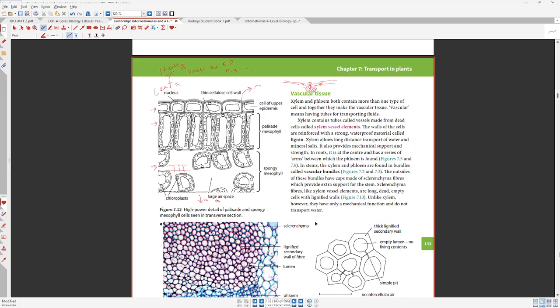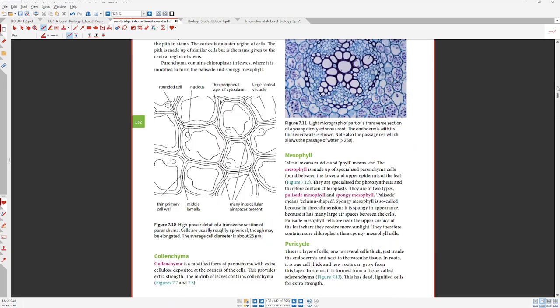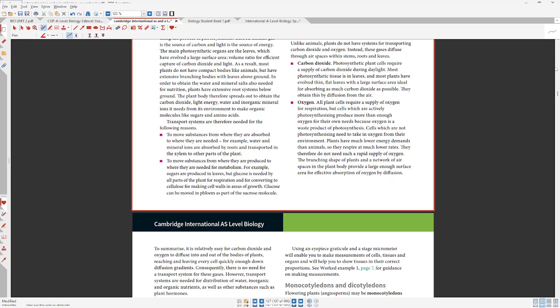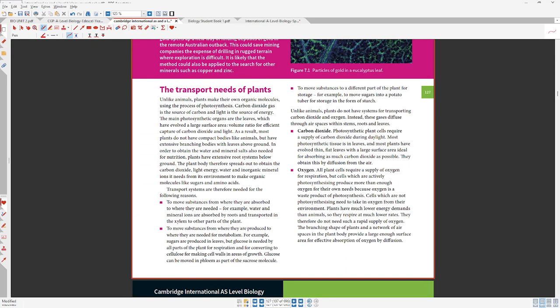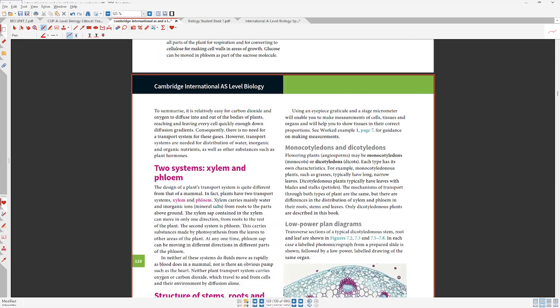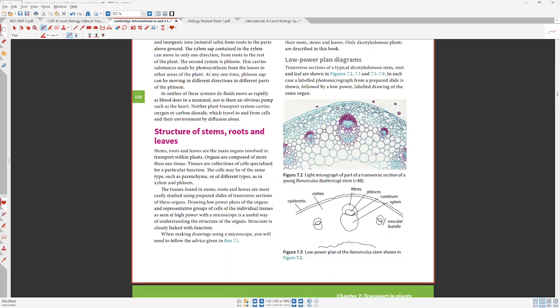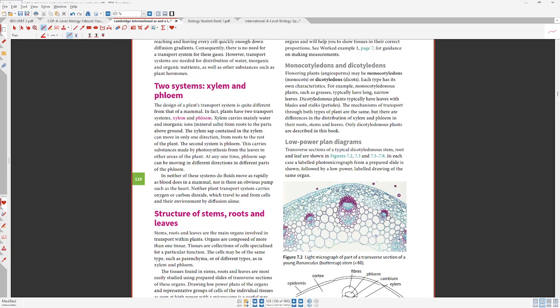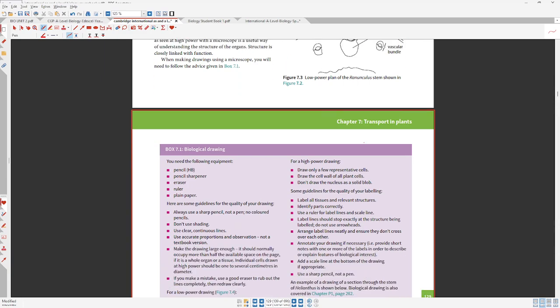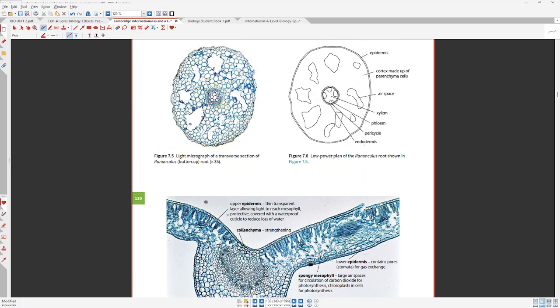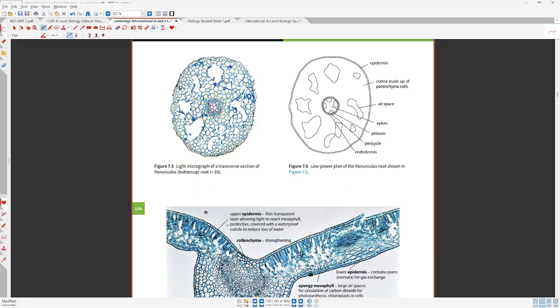In this textbook, however, I think they go into that a bit later. First they talk about transport needs, but that's not really something we should be looking into. First, they actually talk about the stem or the vascular bundle here. They talk about the two systems. Then they talk about the structures of each one at a time. So first they talk about the stem. Well, no, this is not the stem.